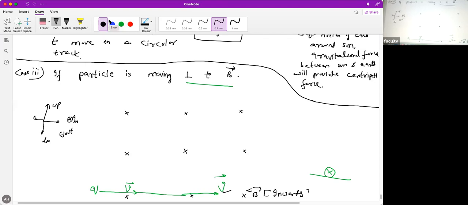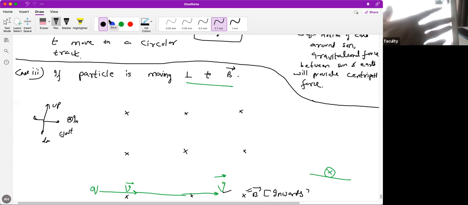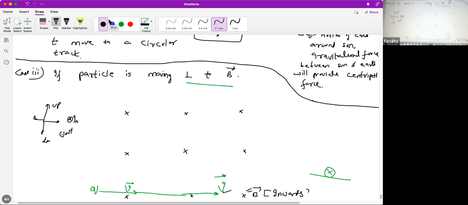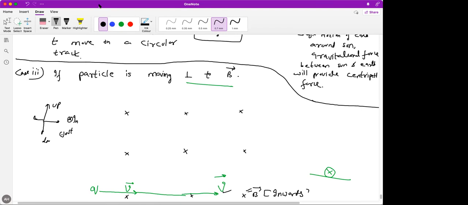Fatma, Shahzada, Abdullah, are you getting upwards now? Yes, sir. So take your right hand, place your right hand in the direction of velocity. This is the direction of velocity. Curl it inwards, so the thumb is going upwards. Fatma, why are you getting downwards? I used left. Use right.